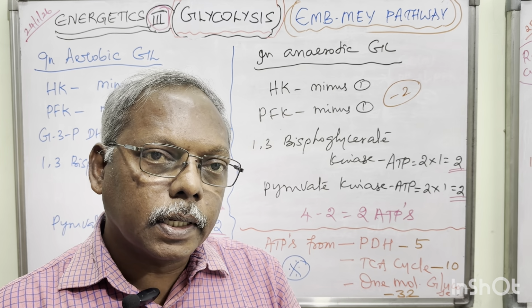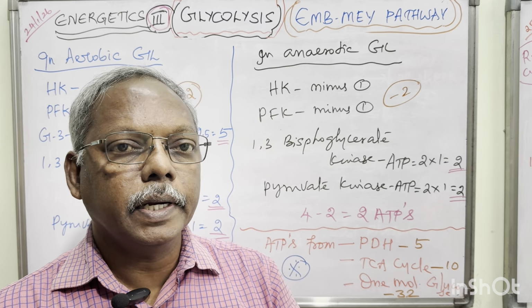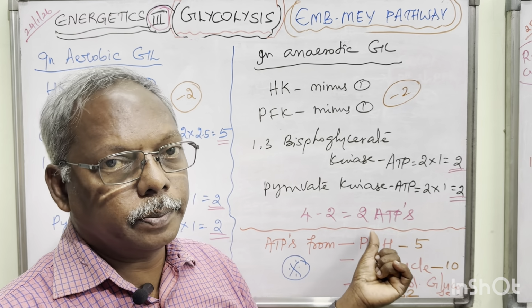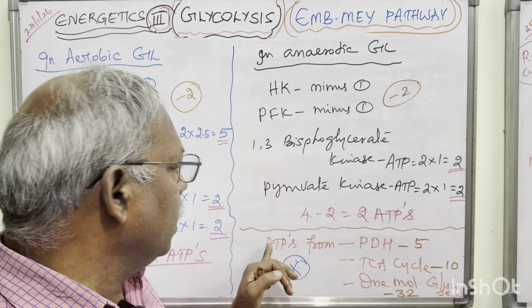So in aerobic glycolysis 9 minus 2, 7 ATPs, whereas anaerobic glycolysis 4 minus 2, 2 ATPs. Very, very important for MCQs, sometimes short notes also.